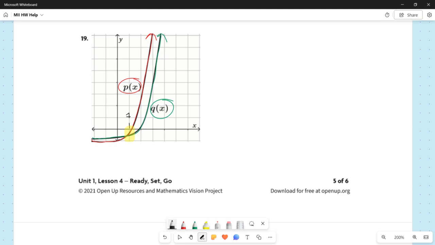So because of that, as we saw with question 18, because p of x starts increasing faster earlier, it turns out that when you go pretty far to the right, p of x is going to be the function that is going to be increasing faster. So the correct answer for 19 is p of x.